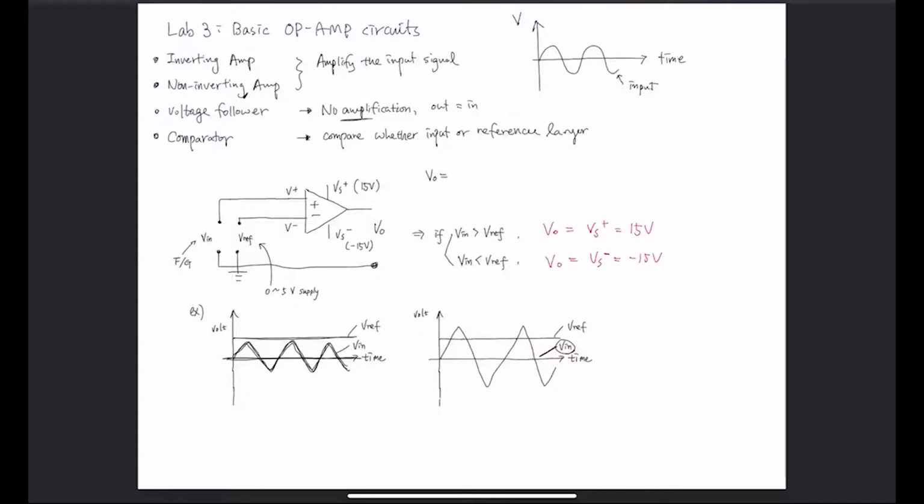Hello everyone, this is going to be the introduction for lab number 3, the basic op-amp circuits. In this lab you are going to build a couple of op-amp circuits including inverting amp, non-inverting amp, voltage follower, which is kind of a subset of the non-inverting amplifier, and a comparator circuit. It's going to be a pretty busy one, so let's see.